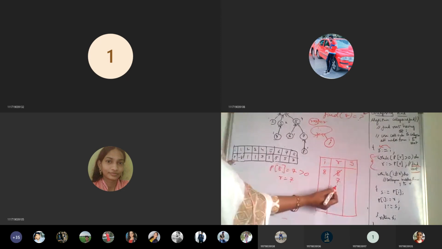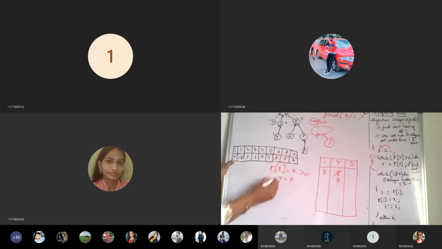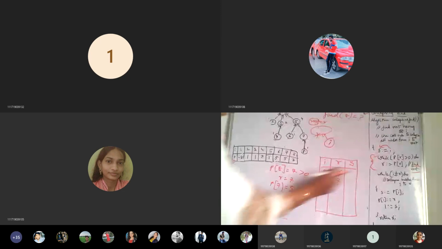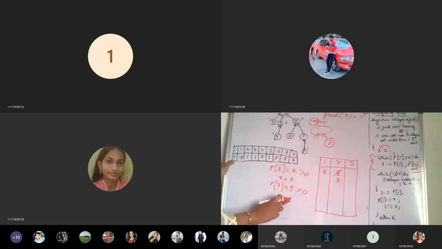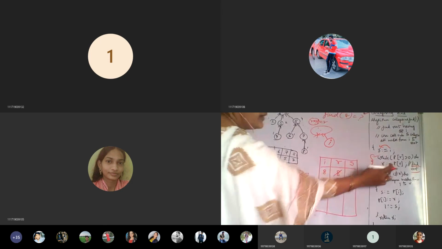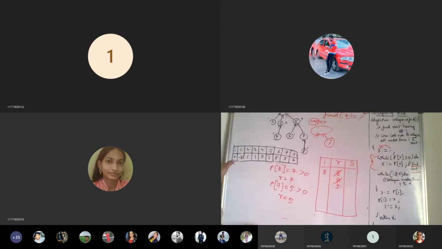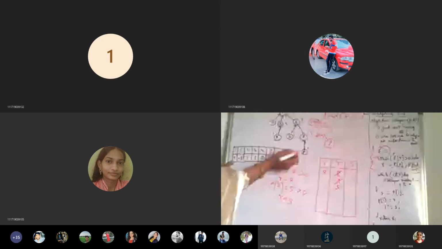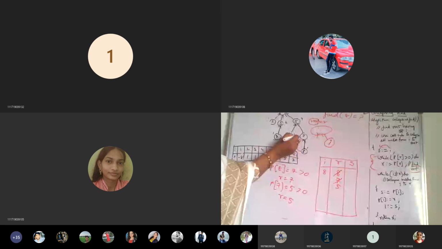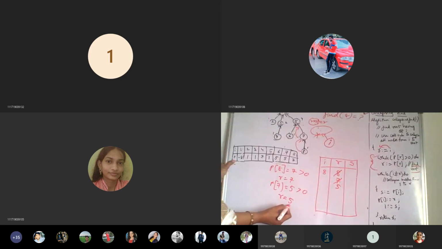So again iterate. So P of R greater than 0. So P of 7. So now in this iteration P of 7 is equal to how much? 5. Is P of 5 greater than 0? P of R is greater than 0? Yes. So again what we have to do? So R will become P of R. So now this will become 5. So if you can observe, from 8 we moved to 7, from 7 to 5 we moved. Okay. So now R is 5.